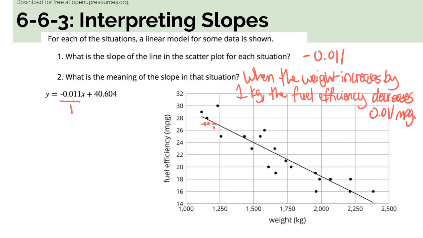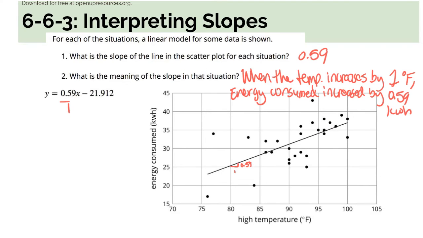On the third one, the slope of the line is 0.59. Again, I could write that as rise over run. So on my graph, I create my little slope triangle, my run being 1, my rise being 0.59. And what does that mean? It means that when the temperature increases by 1 degree Fahrenheit, the energy consumed increases by 0.59 kilowatt hours.